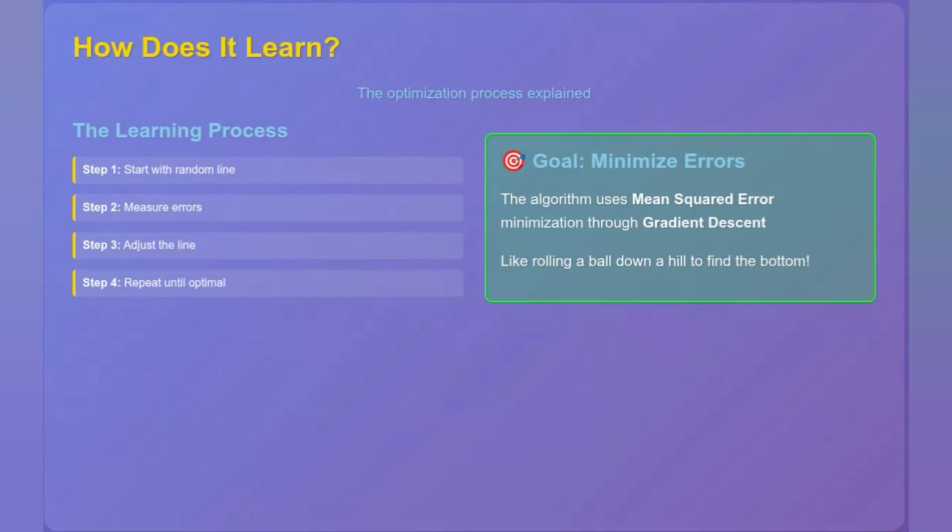But how does the algorithm find the best line? It uses a process called optimization. Start with a random line, any line will do. Measure the errors, how far off are our predictions. Adjust the line, move it to reduce errors, repeat until we can't improve anymore. The algorithm minimizes the mean squared error. Basically, it tries to make predictions as close to reality as possible. This process is called gradient descent, and it's like rolling a ball down a hill to find the bottom.